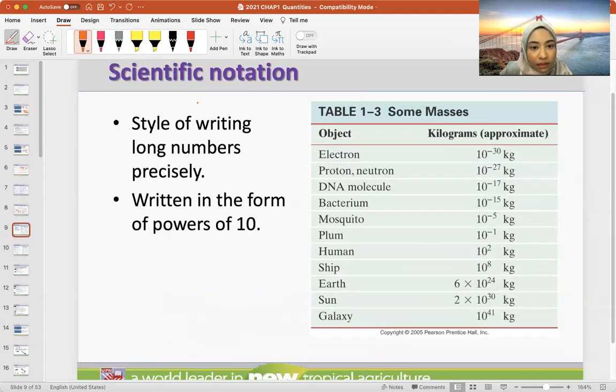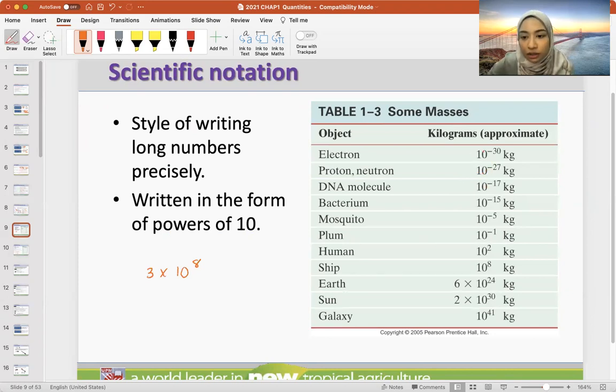Okay, so scientific notation is written in the form of powers of 10: 10 to the power of -3, 10 to the power of 2, 10 to the power of 6, and so on. So just now we looked at 3 times 10 to the power of 8. These are some examples of scientific notation.